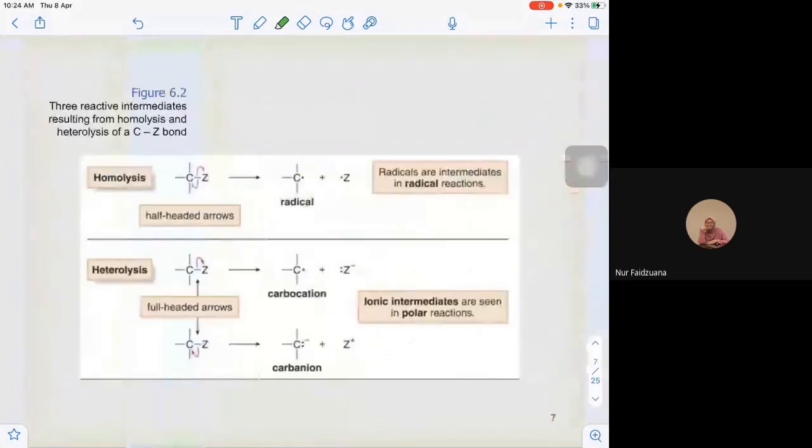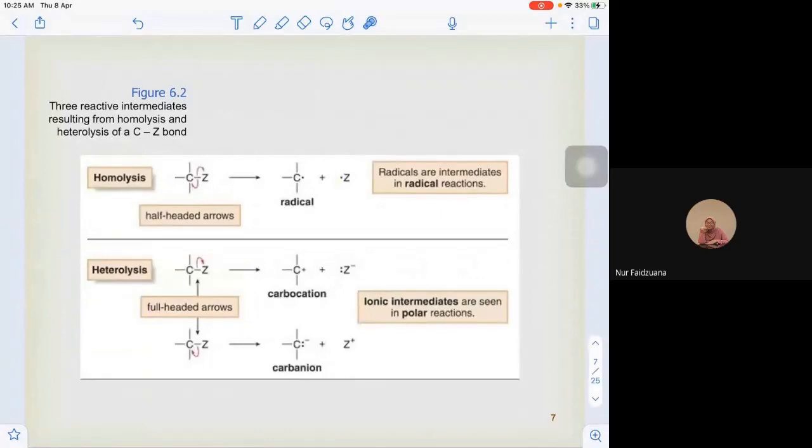Okay, so if we focus on this structure, we start to have a carbon in the chain. Just now it's just A and B. So this is one of the organic compounds. We assume that we have a C that is attached to a Z atom, any atom. If it undergoes homolytic cleavage, the products will be a carbon radical and also a Z radical. Both of these two will receive 1 electron.